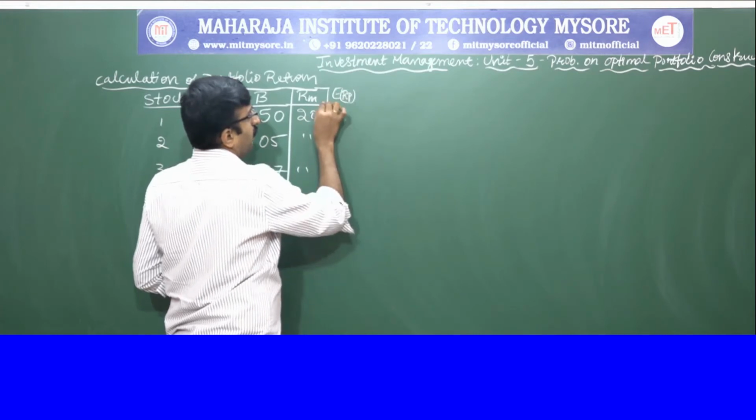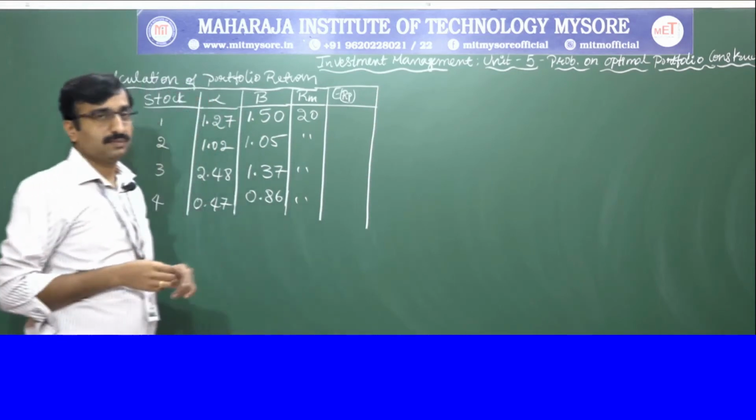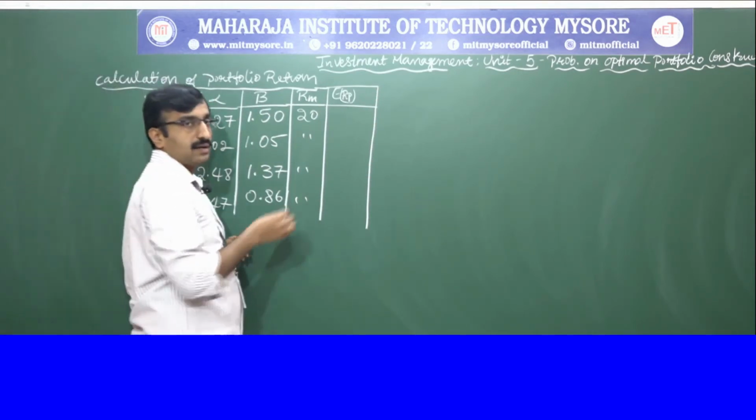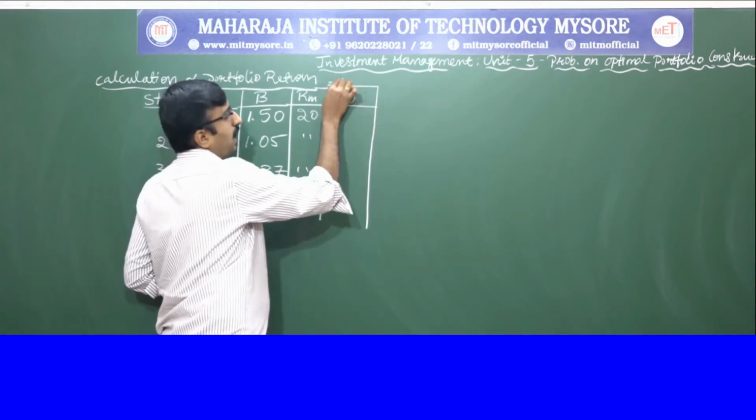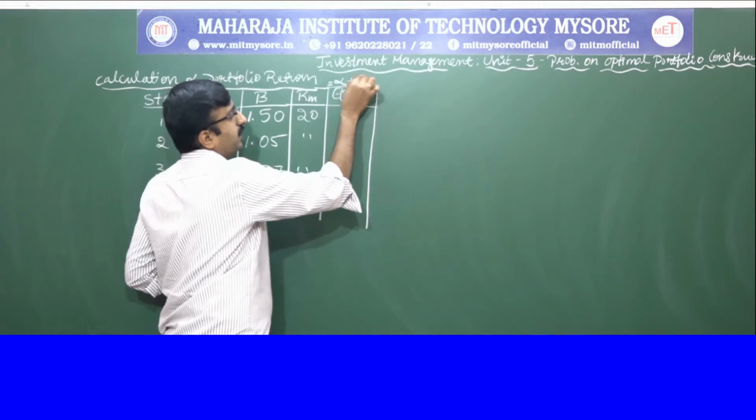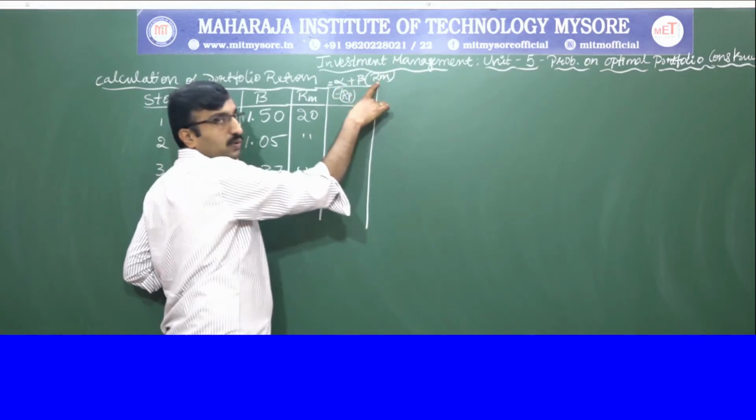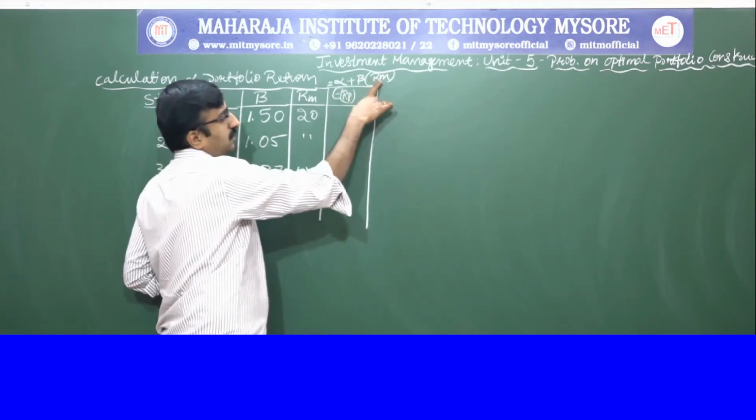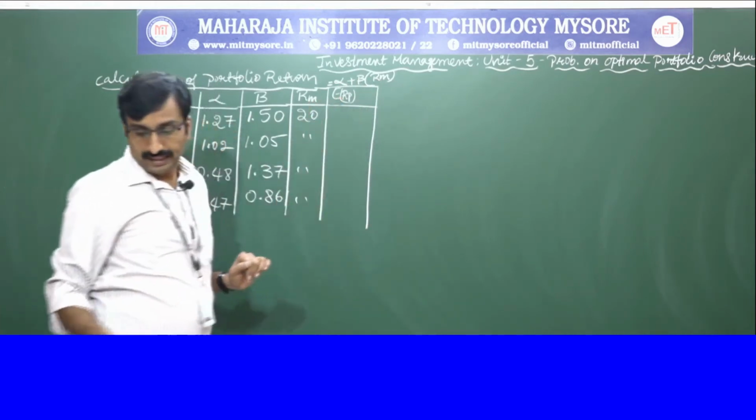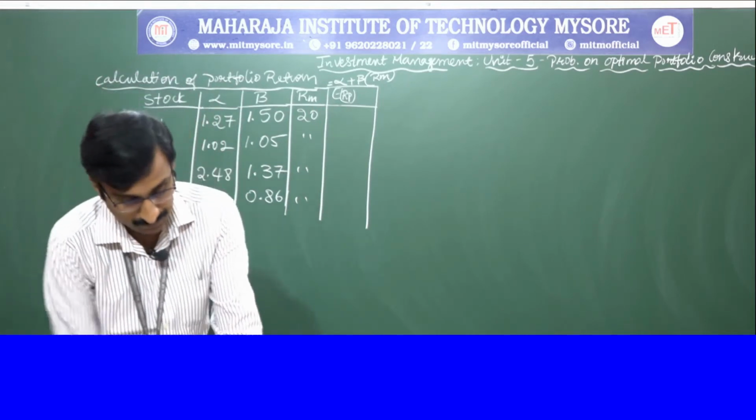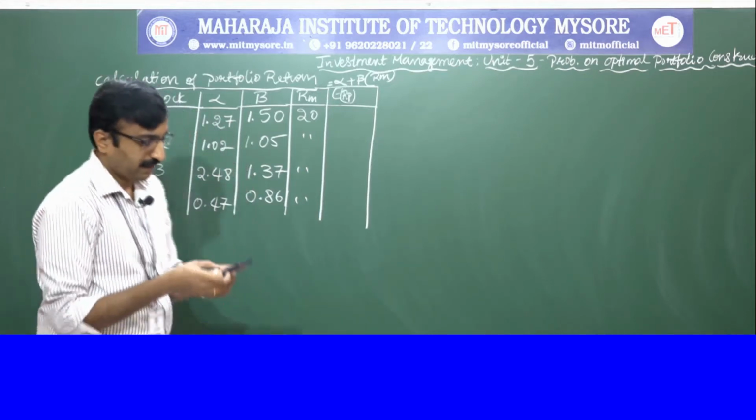Okay, ERP we are supposed to find out. So what is the formula for that? We have a formula for that. This is equal to alpha plus beta whole into RM. Alpha plus beta into RM we have to do. If you do this calculation, you will get the expected portfolio return. So we will calculate that. Take the calculator and find out.